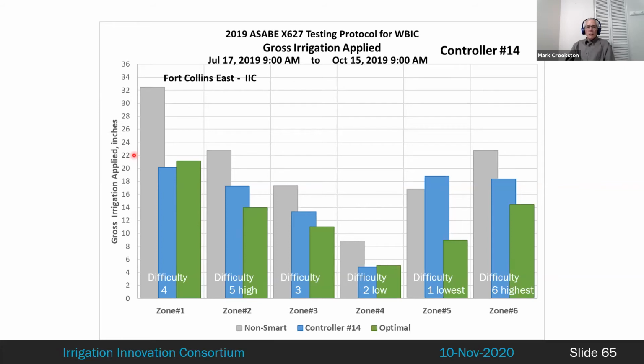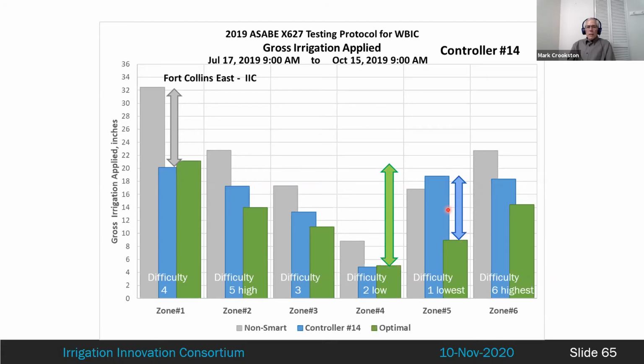So you can start to see that this controller actually did quite well. But there is definitely room for improvement from a non-smart controller to controller number 14. The vertical gray arrows show that there's a fair amount of savings potential there. If you go to the perfect, even though controller 14 did well, there are zones where you could get a significant savings. And then if you change the landscape and require less water, there would be additional savings too.